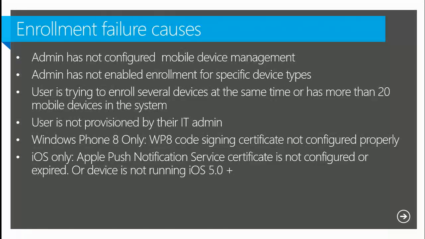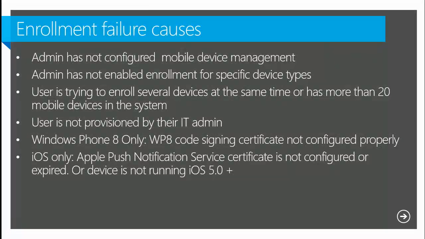So let's talk about some of the things that may go wrong or what the user may experience when they have enrollment problems. The most typical problem that users will encounter during enrollment is that they're trying to initiate enrollment for an environment where you as the admin have never set up mobile device management. If you start the enrollment process on Windows Phone or Windows RT, the device will tell you that you're not authorized to enroll, and that's because your organization doesn't have a subscription set up.